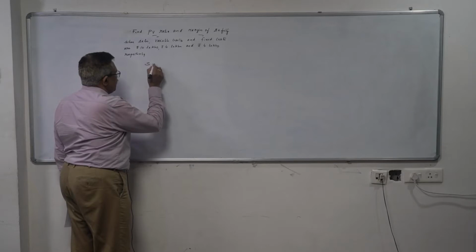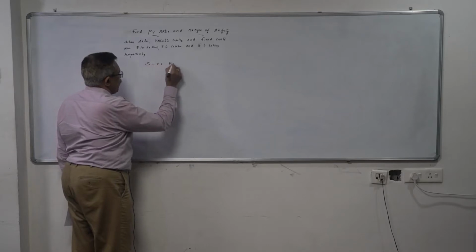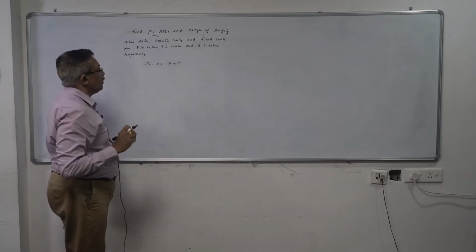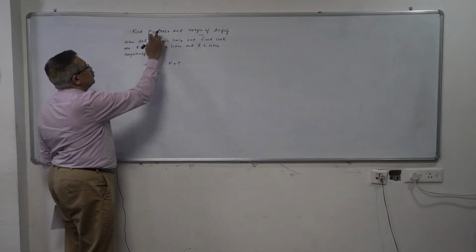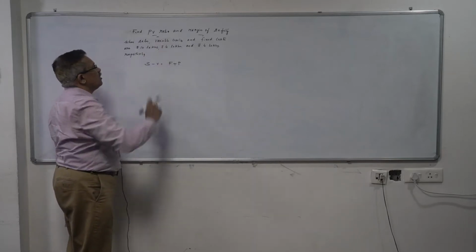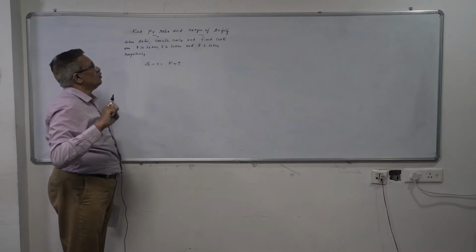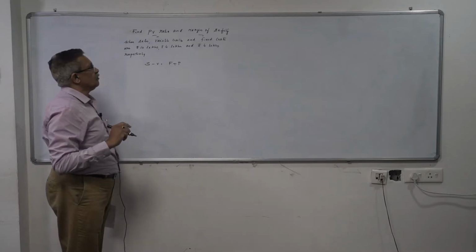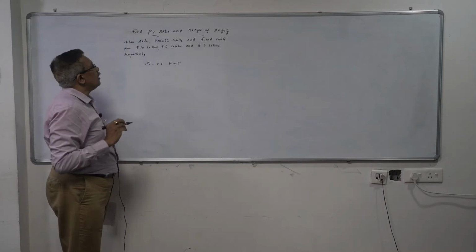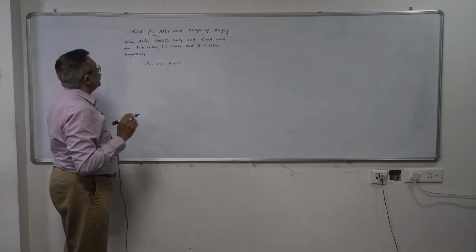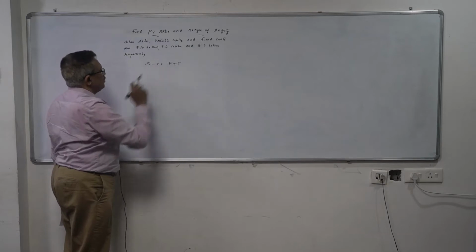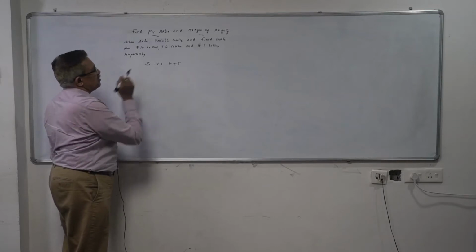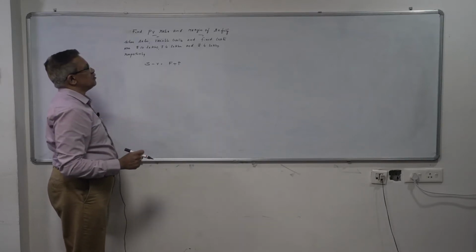S minus V is equal to F plus P. Why am I taking this particular equation? The reason is that I wanted to find out the PV ratio. To find out the PV ratio, I need two sets of information. One is the contribution and the other one is sales. Now, through this particular marginal costing equation, we can find the contribution figure. S minus V is the contribution, or F plus P is the contribution.